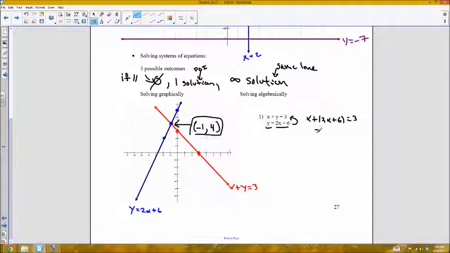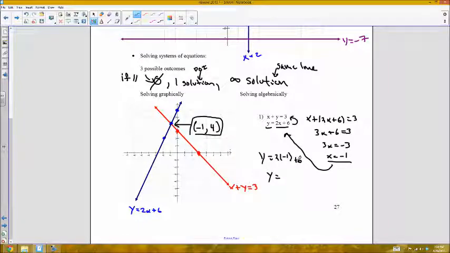Equals 3, which means that 3x plus 6 equals 3, which means that 3x equals -3, and that x is -1. So now that's the x coordinate of my point of intersection. And if I want the y coordinate, I'm going to take that and substitute it back into my second equation. So I get y is equal to 2 times -1, which is this x coordinate I'm plugging in, plus 6, which means that y is -2 plus 6, which would be 4. So my point of intersection is -1, 4.